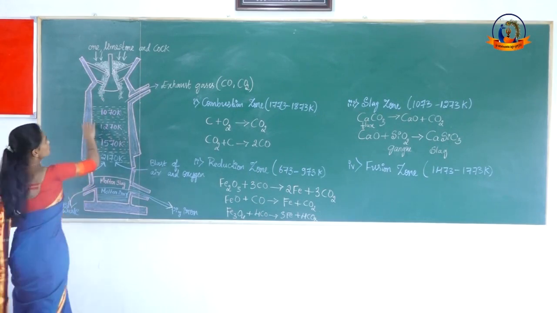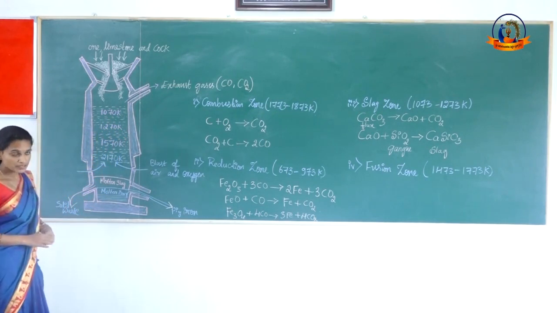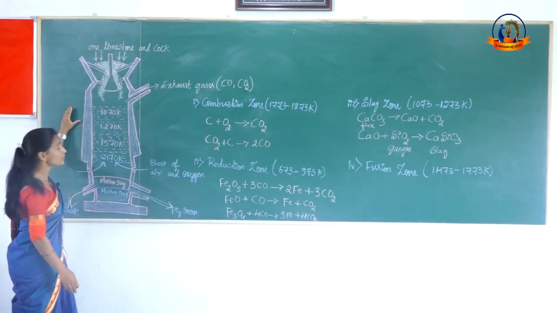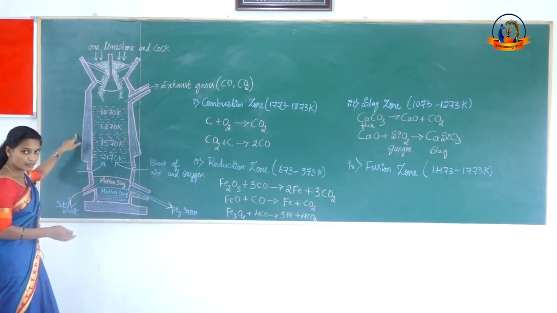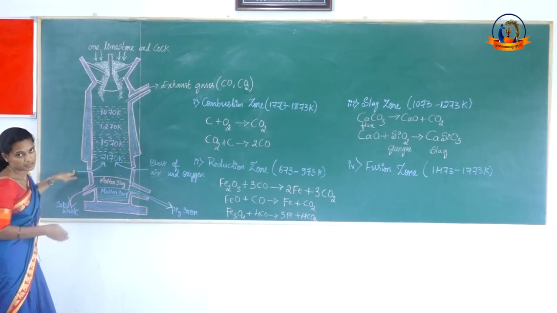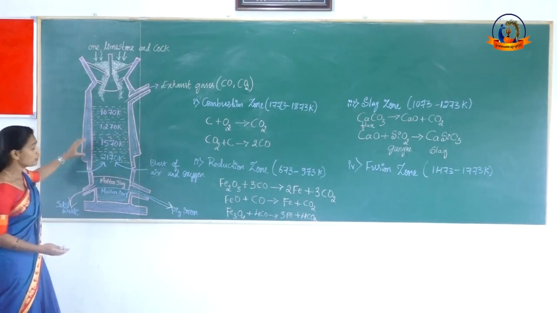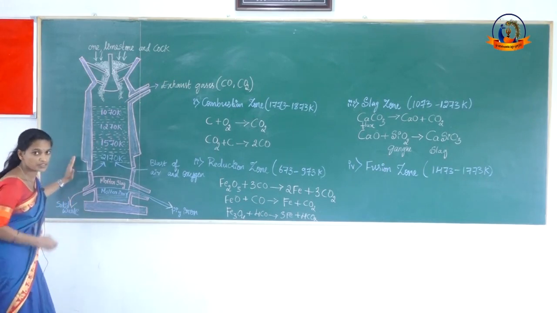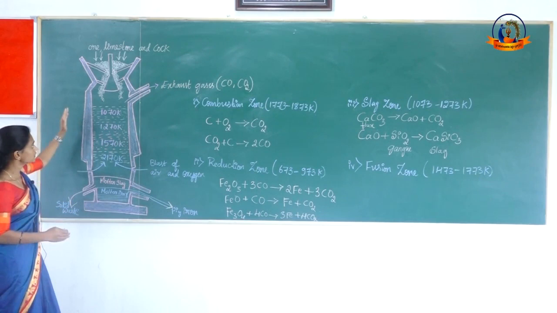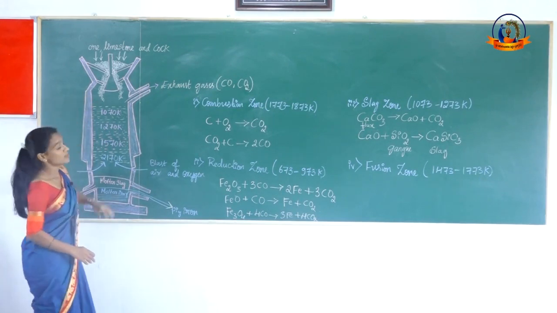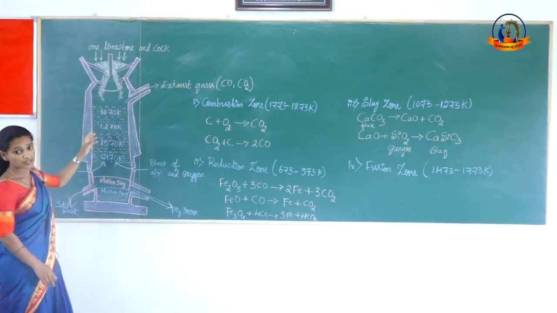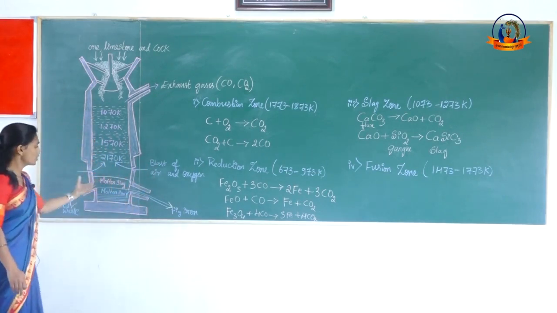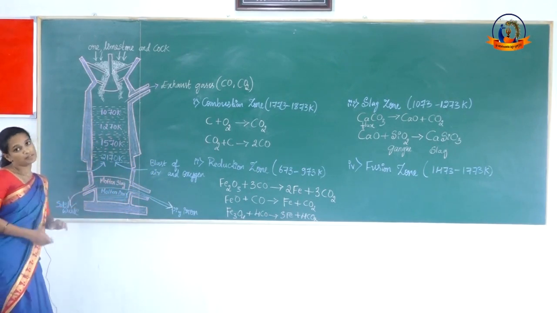There are different zones. There are 4 types of zones based on the temperature. At the top region the temperature is very low. Going toward the bottom region, the temperature increases. So remember, the upper region is low in temperature, and at the bottom region the temperature is very high. This is the construction, and the top region is connected to a funnel. This is the setup of the blast furnace.